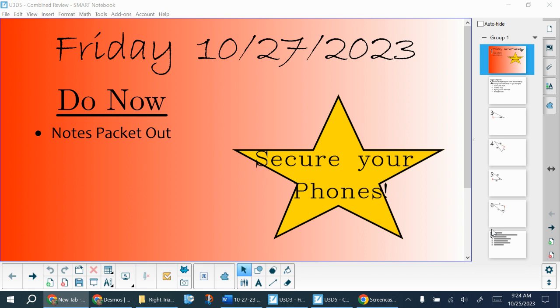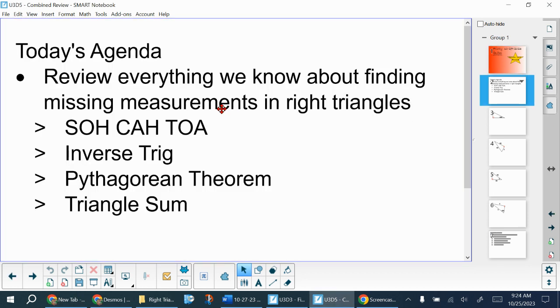It's called solving a triangle. Today, you're just going to be finding one thing using one method, but I want to take today and practice those methods. It's stuff we've done before, but we just want to review those things. So at this point, that's our goal: review everything we know about finding missing measurements in right triangles.